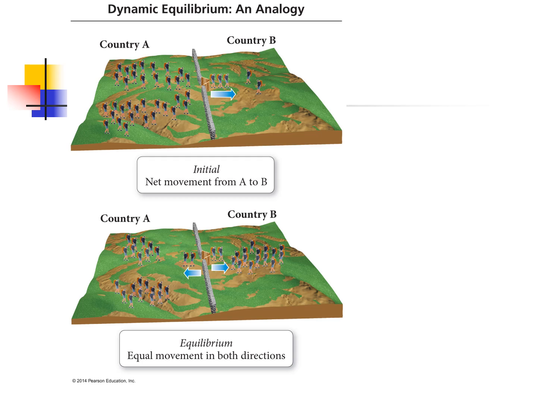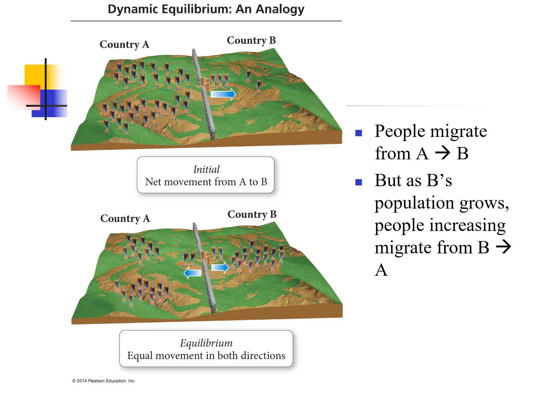So here's kind of an analogy. So we have two countries, country A and country B. We can see initially there's a net movement from A to B. But over time, as B's population grows, people then start to migrate from B to A, and eventually an equilibrium is reached where the rate of people transferring from one country to another becomes the same. It doesn't mean the concentrations or the populations are the same. It just means that they become steady.